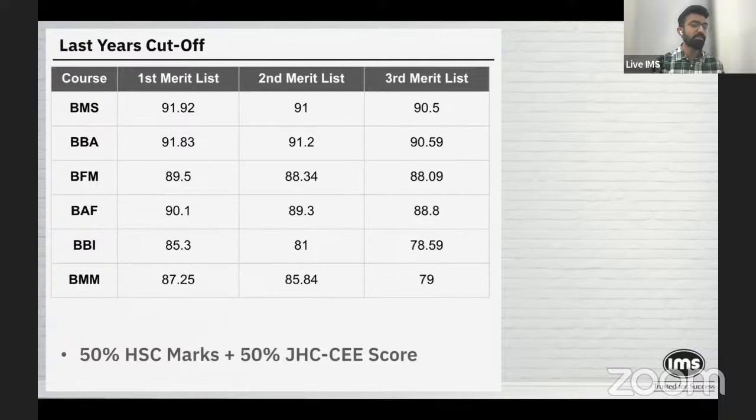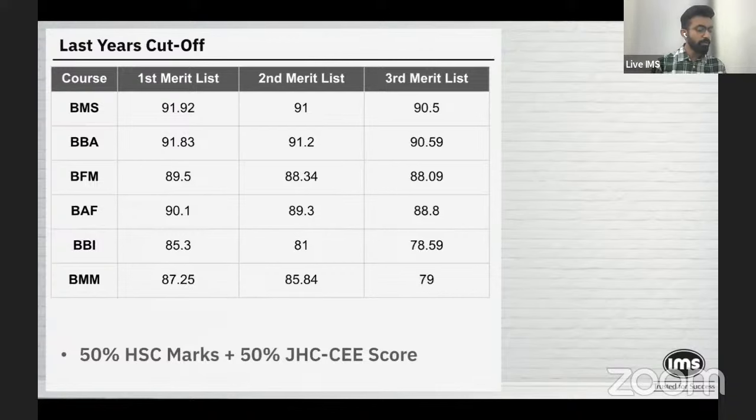So again, guys, these are last year's cutoffs. This year, let's see what comes out. But usually, the trend for the cutoffs almost remains the same every year. So again, let us see what happens. But this year, Kido, you're getting like 81.5, so maybe BBI and BMM you can look for in the second and third merit list.